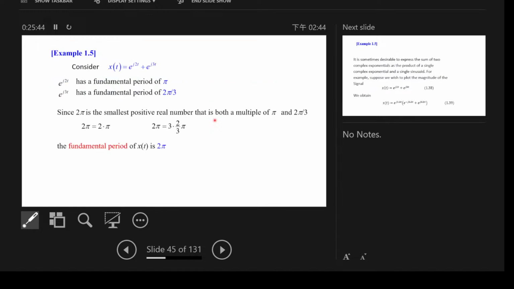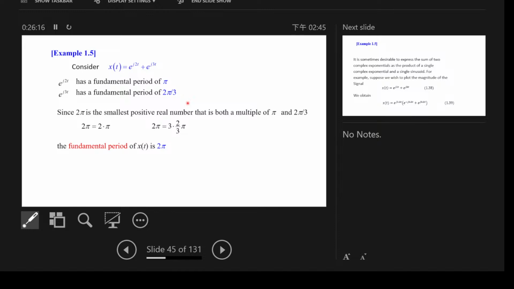Okay, and so we have our signal that's a linear combination of two complex exponentials. It's e to the j2t plus e to the j3t. So e to the j2t is a complex exponential, and it has fundamental period pi, because its frequency is 2, and 2 pi divided by 2 is equal to pi. And e to the j3t has fundamental period 2 pi divided by 3.